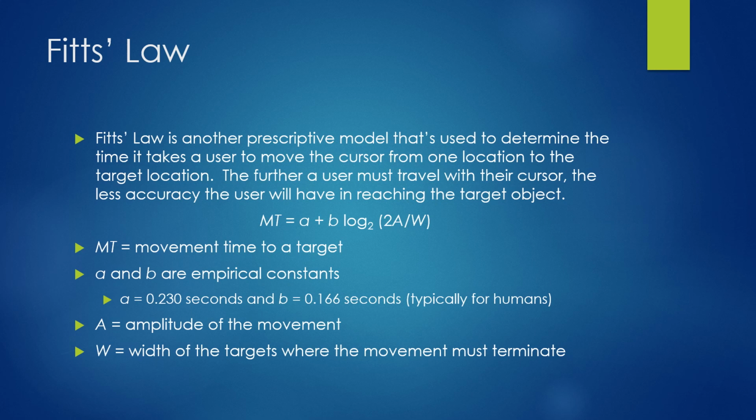So the formula is MT equals A plus B log 2 times A divided by W. MT is movement time to a target. A and B are empirical constants. So A would be 0.230 seconds and B would be 0.166 seconds, which are typical for humans. A is the amplitude of the movement and W is the width of the target where the movement must terminate.